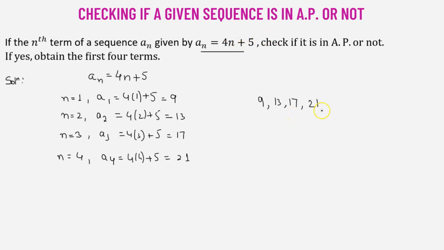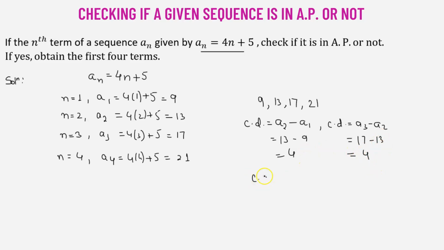Now we need to check whether this particular sequence is an AP or not. For that, we'll have to find out the common difference. To find the common difference, all we have to do is take the second term, a2, and from it subtract the first term, the previous term. So 13 minus 9 is going to be 4. Then we will also find the other common difference. We consider the third term and subtract the previous term, the second term, from it. We'll subtract 13 from 17, and this is also going to give us 4.